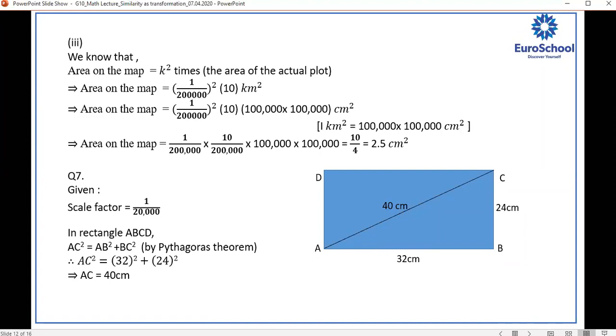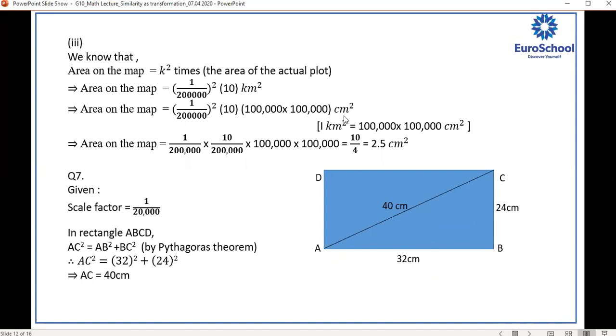Now, whenever we talk about a map, what are the measurements we get on the map? Do we get any measurement in kilometers? No, right? We get either centimeters or, I think, only centimeters. We hardly get a single case or two where we get meters. So area on map is equal to 1 upon 2 lakh square into 10. Now, kilometer square: here I have converted kilometer square into centimeter square.